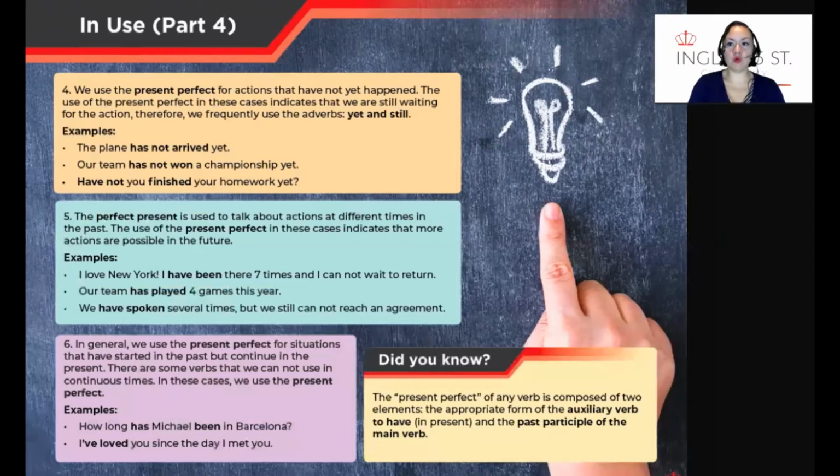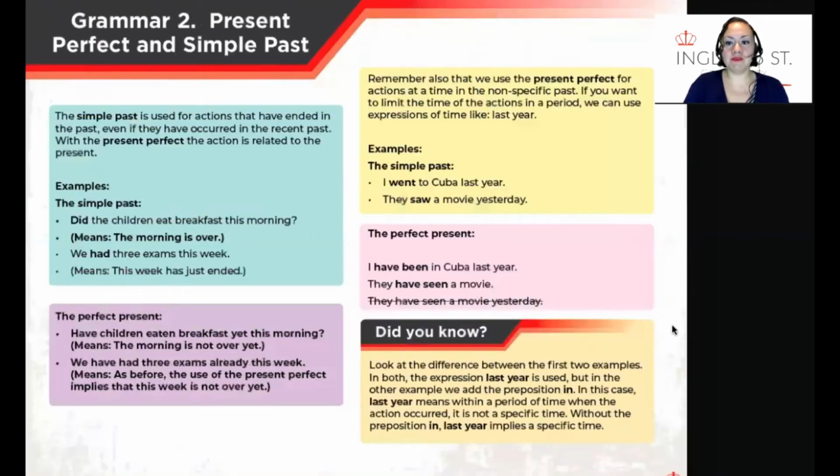So this is more about the use of the present perfect. Did you know the present perfect of any verb is composed of two elements: the appropriate form of the auxiliary verb, which is have, and the past participle of the main verb? So we already understood that we use the auxiliary verb have or has, and the verb in past participle. I think that is very clear. And let's go to the last information.